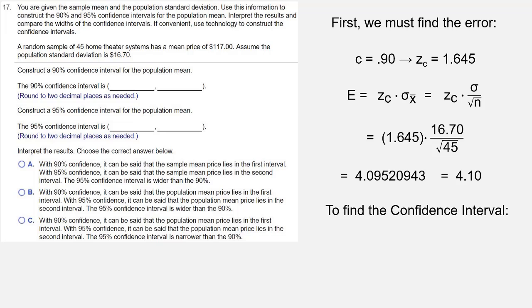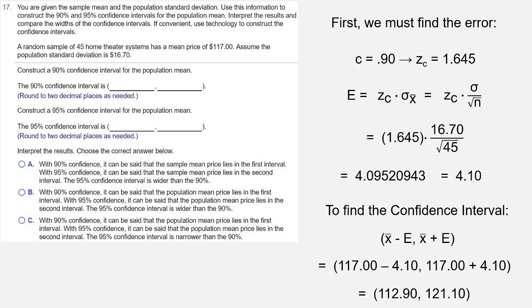Once we have the error, we find the confidence interval by doing x bar minus the error and x bar plus the error. So in this particular instance for the 90% confidence interval, that's going to be 117 minus 4.10, 117 plus 4.10, which results in a 90% confidence interval of 112.90 to 121.10. And that is your 90% confidence interval.